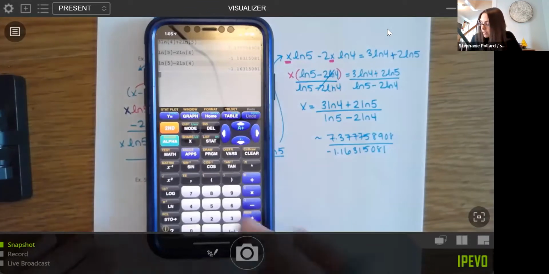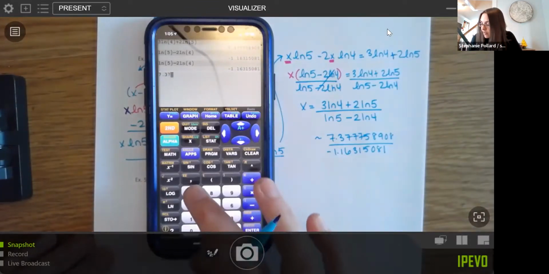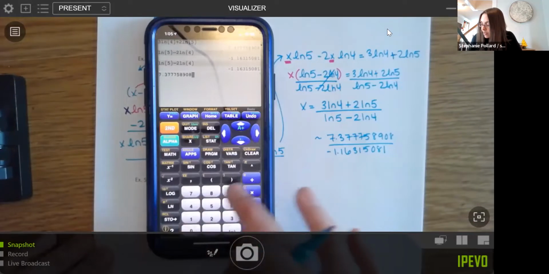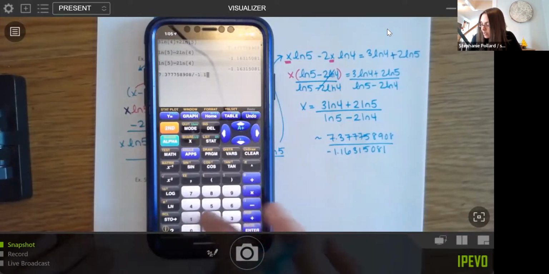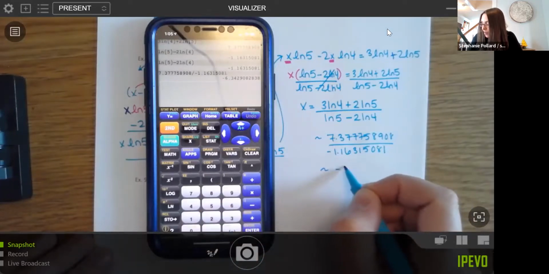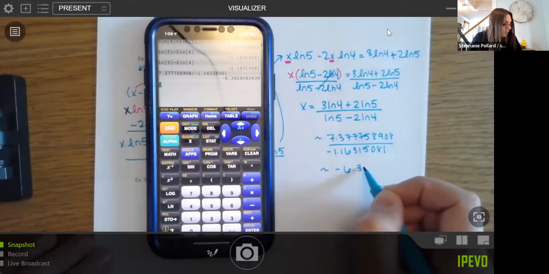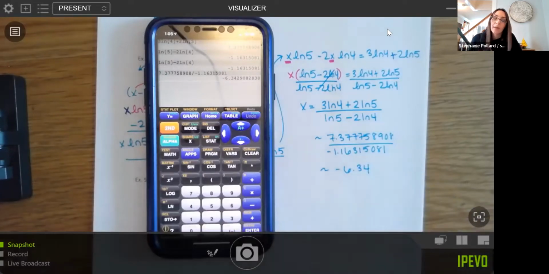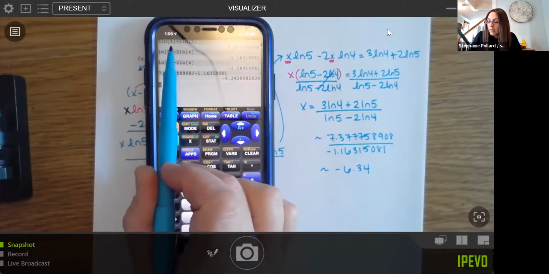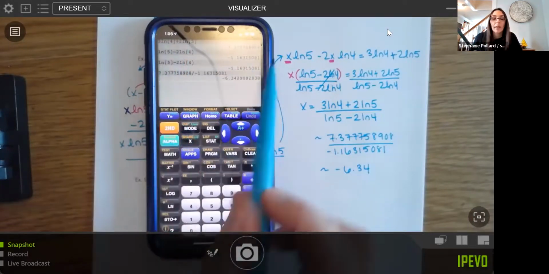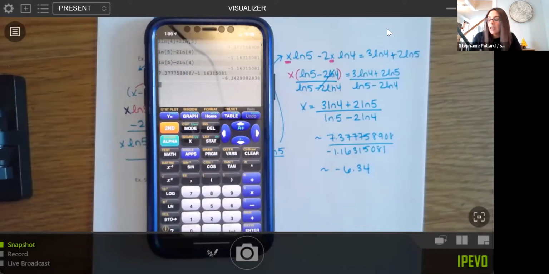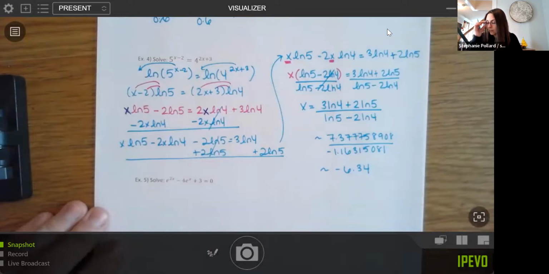And then if I divide these, 7.377758908 divided by negative 1.1631508, I get about negative 6.34. So I can get my approximation that way. Just be really careful with your calculator, making sure that you are not combining your logs by accident, right? So I have distinct logs here. I have my numerator, I have my denominator. I'm using as many decimal places as I can because I don't want to have a rounding error. So that is our final answer for that one.